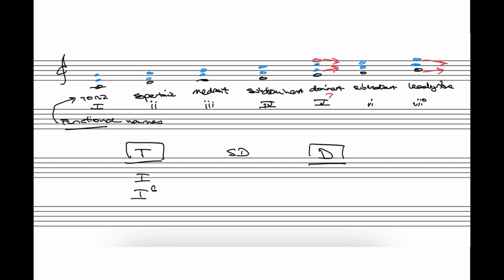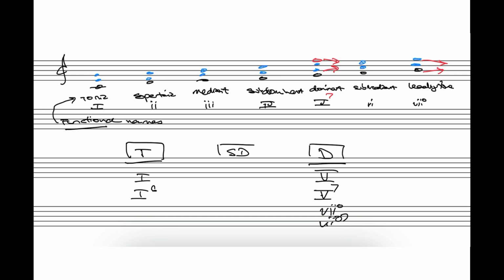So, what are the dominant function chords? 5 and 5/7. And what other chords have our tendency tones in them? 7 diminished and 7 diminished 7 also contain those tendency tones, and for that reason, both 5 and 5/7, as well as 7 and 7 diminished 7, count as dominant function chords.